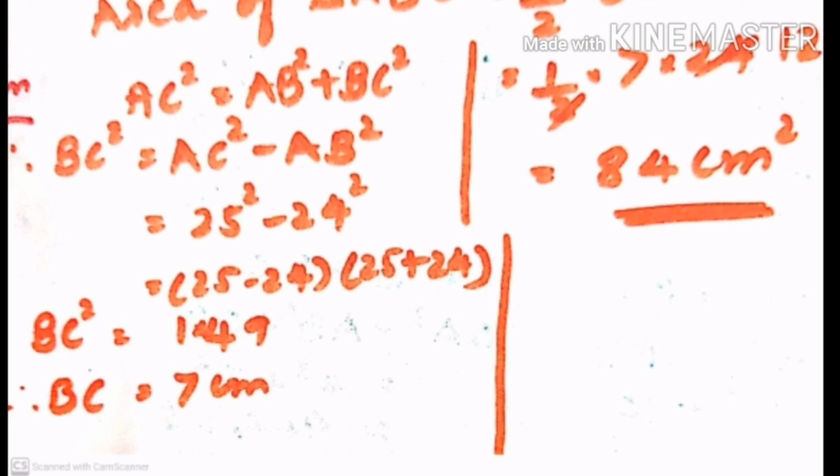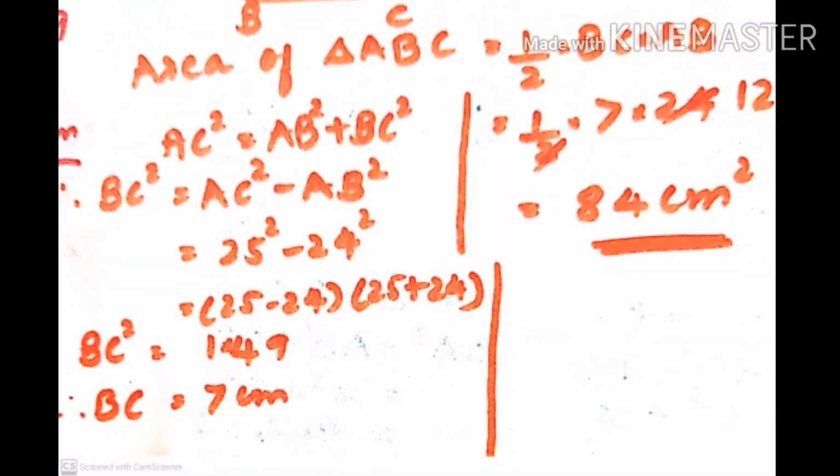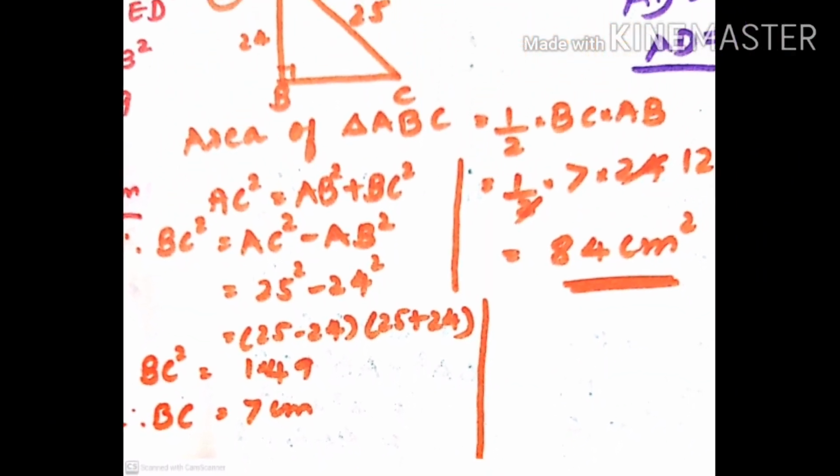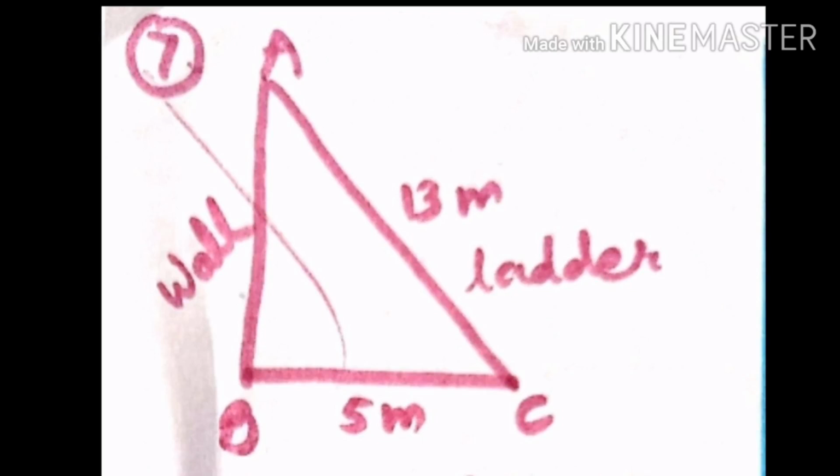Now BC is our base here and AB is our height. So I substitute these values of base and height in our formula for the area of triangle ABC. Half into 7 into 24. So 2 and 24 cut by 12. 12 sevens are 84 centimeter square, which is our final answer for the area of triangle ABC. So 84 centimeter square. Now question number 7.